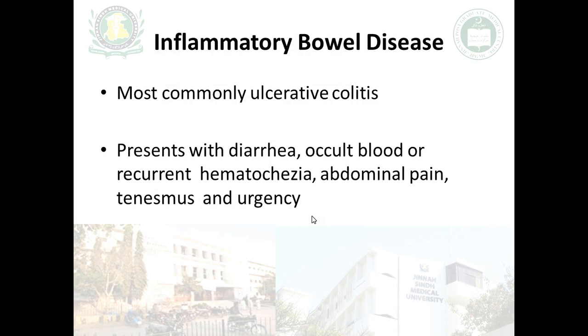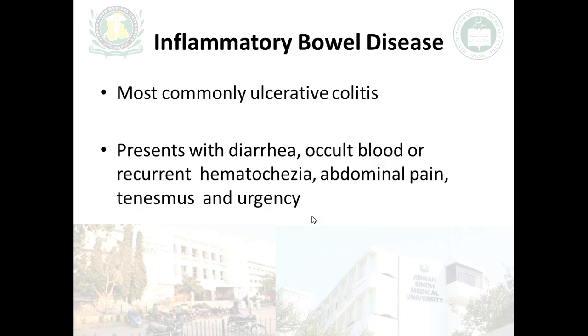The fourth one is inflammatory bowel disease: Crohn's and ulcerative colitis. You might have read all these things. Most commonly, the patients who present are ulcerative colitis. Crohn's can present with GI bleed, but ulcerative colitis more commonly presents with bleeding. They present with diarrhea. The associated symptoms with ulcerative colitis include diarrhea.